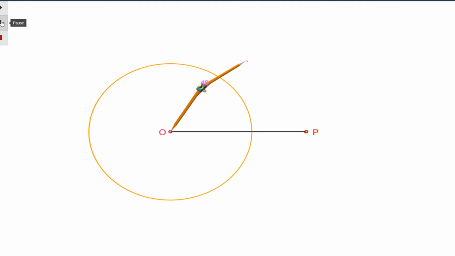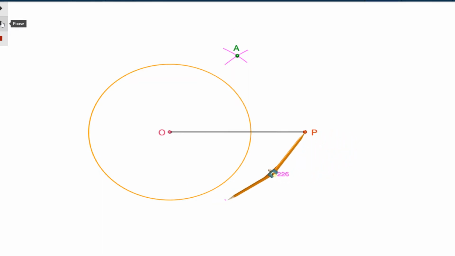For this, draw perpendicular bisector of OP. Perpendicular bisector of a line segment passes through the midpoint of the line segment and intersects the line segment at 90 degrees. So with O and P as centers and any convenient radius which is more than half of OP, draw arcs above the line. And with P and O as centers, draw arcs below the line. Arcs cross at points A and B.